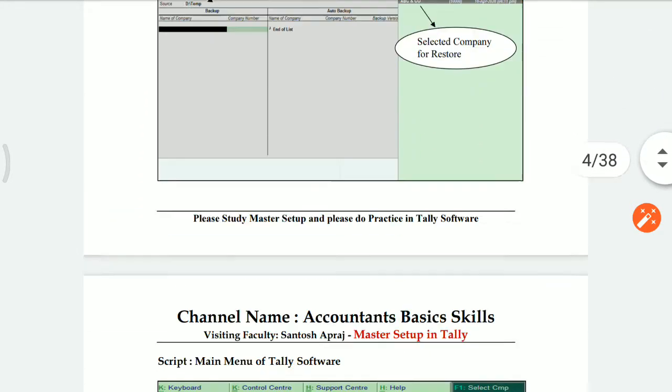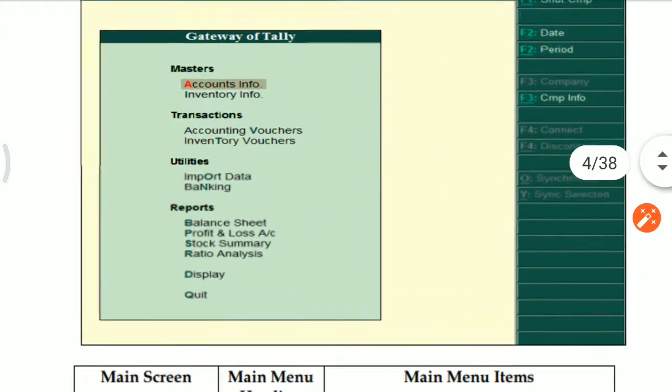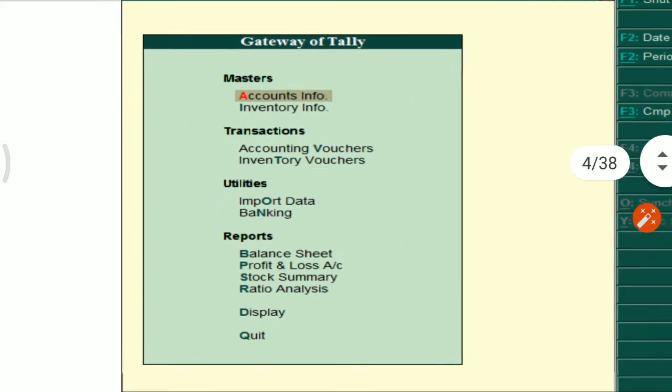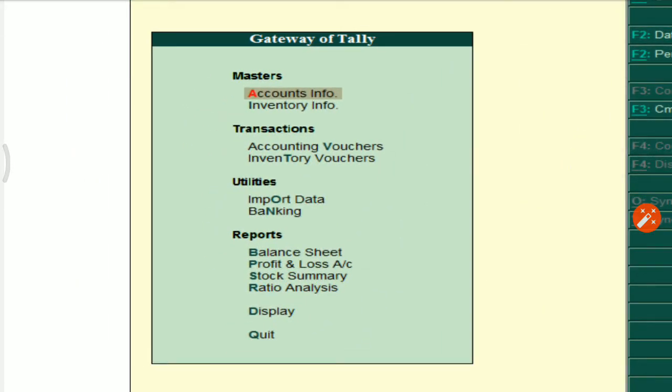Now the next screen is your main screen. When you select a company or when you create a company, after selecting the company, directly this screen will appear. In the case of create company, after updation of all the details, this screen will appear on screen.